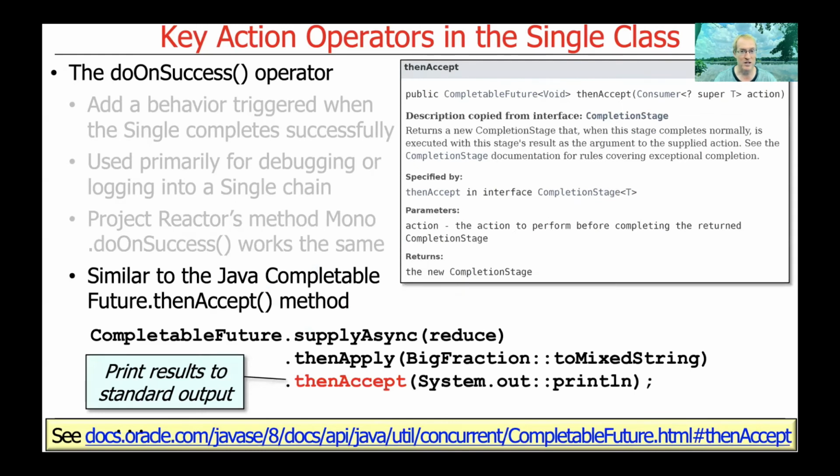Both of these operations in Project Reactor and RxJava are actually quite similar to Java CompletableFuture's thenAccept method. As you can see in this particular example, we're going to use supplyAsync to go ahead and do a reduction of an unreduced big fraction in a background thread. We then call thenApply to pass in the method reference to convert the reduced big fraction into a mixed string. And then finally, we call the thenAccept operator in order to be able to print the results out.